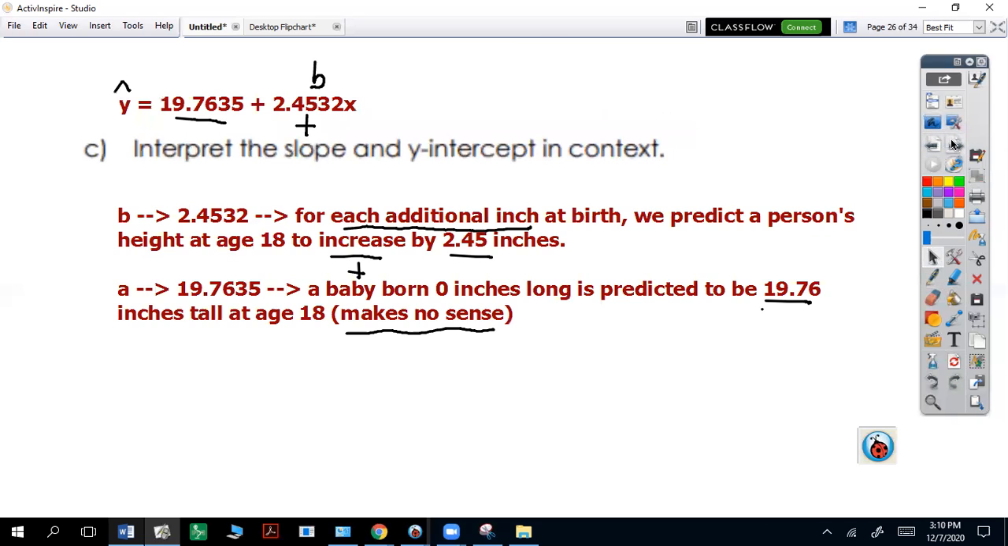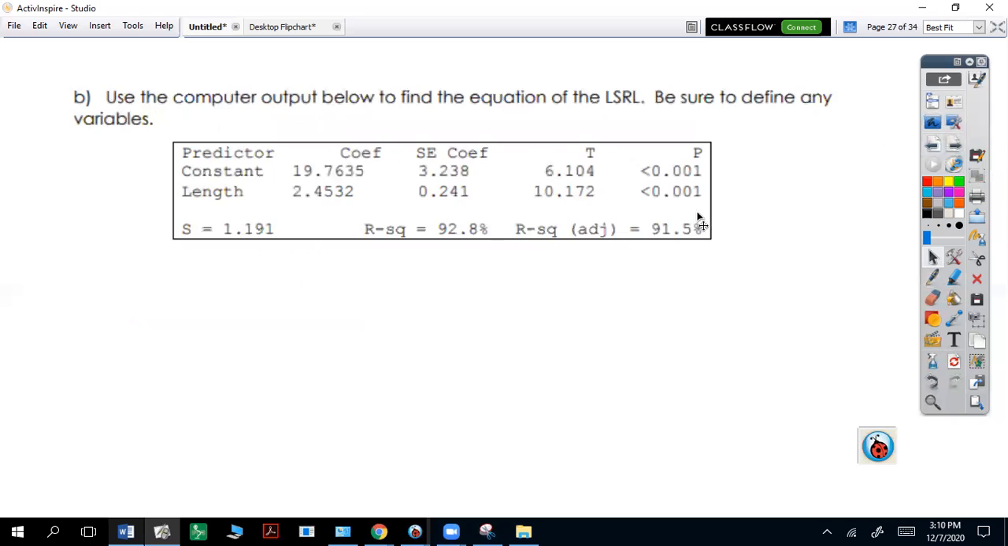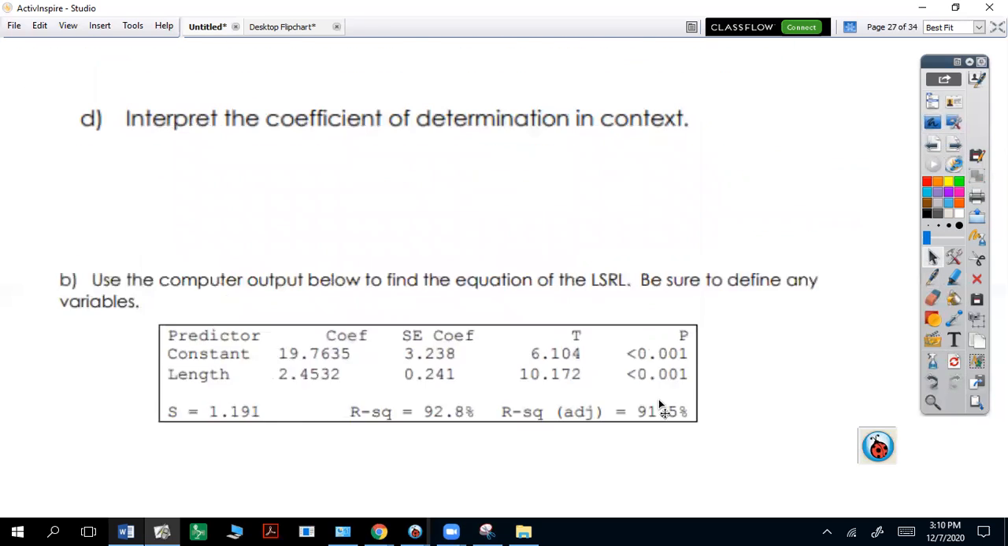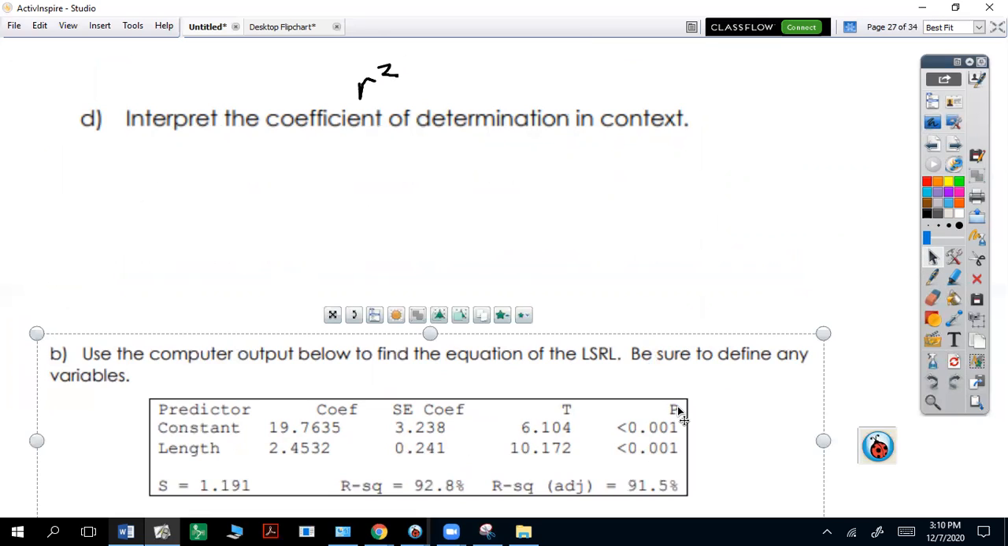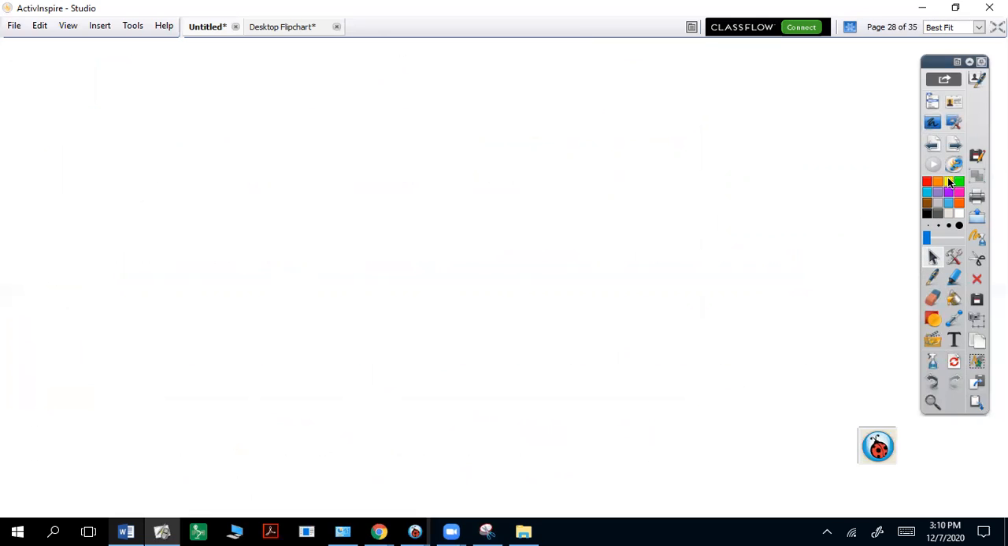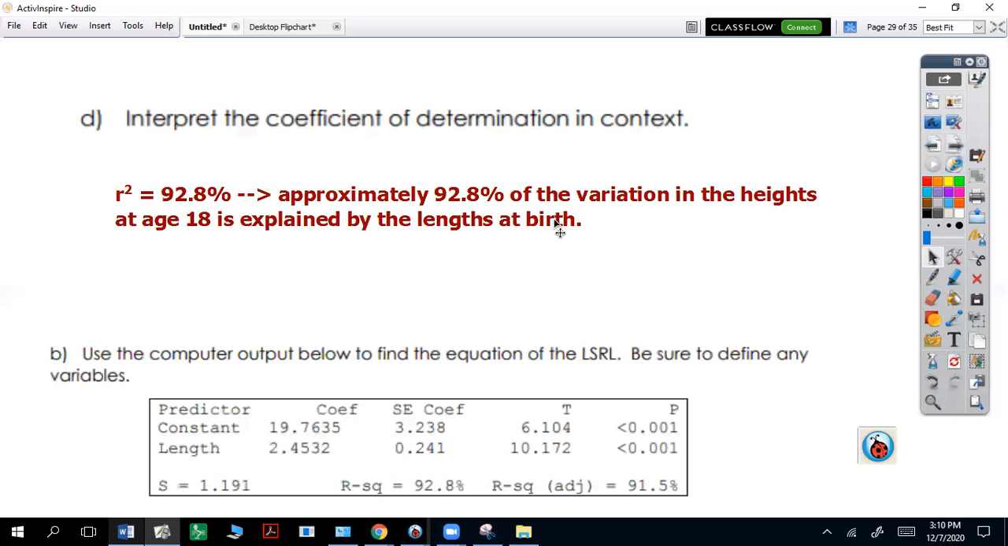Helps to have these numbers in front of us. All right, so coefficient of determination. That's r squared. R squared is 92.8. So let's move that over here, and let's see what's going on. We say r squared is 92.8.